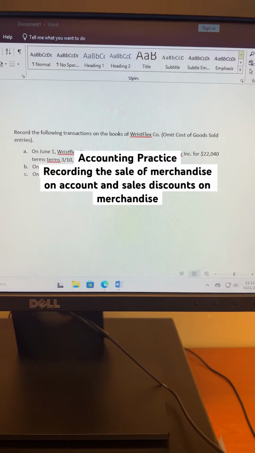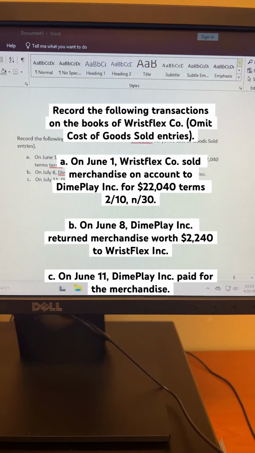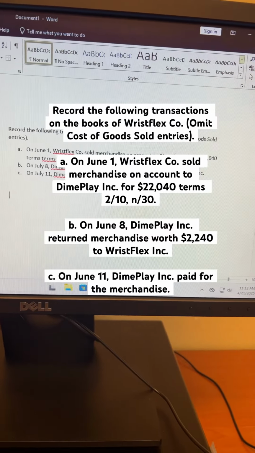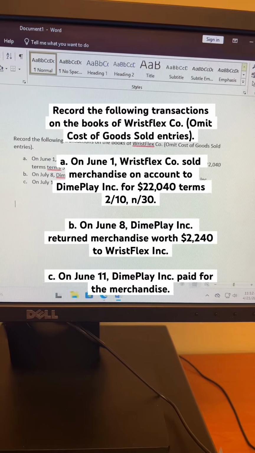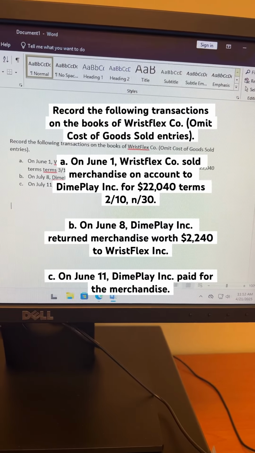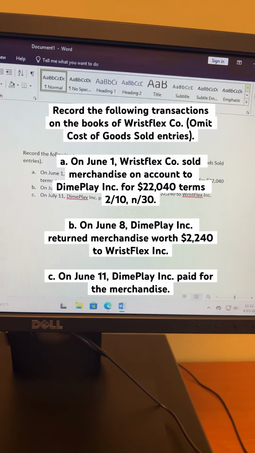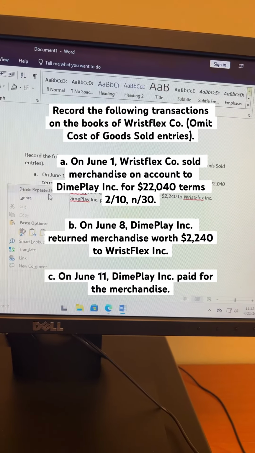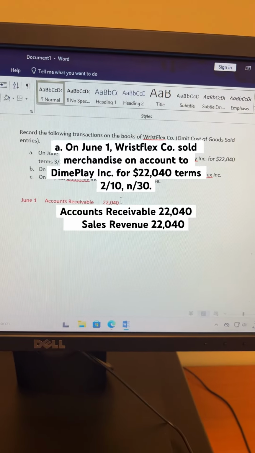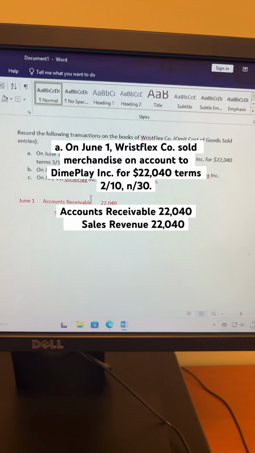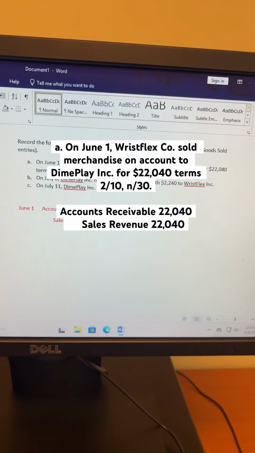Record the following transactions on the books of Wristflex Corporation. Omit cost of goods sold entries. So for part A, we got on June 1st, Wristflex Corporation sold merchandise on account to Don Play Incorporated for $22,040. Terms 3 out of 10 and out of 30. So you got debit accounts receivable for $22,040 because it's sold on account, and you credit your sales revenue because that's just how it works.